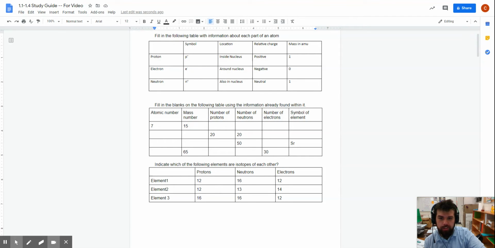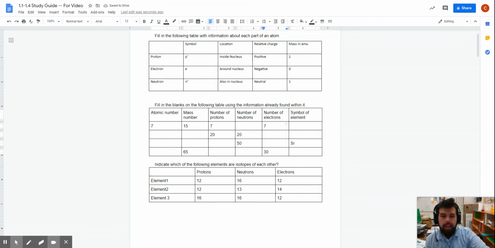So let's see. This one's number of protons. Well, if I know the atomic number, well, that's just equal to the number of protons. That's what the atomic number tells me. So my number of protons is 7 for this particular row. And because we're assuming this is a neutral atom because we haven't been told otherwise, that means the number of electrons equals the number of protons. So it's also 7. Bam.